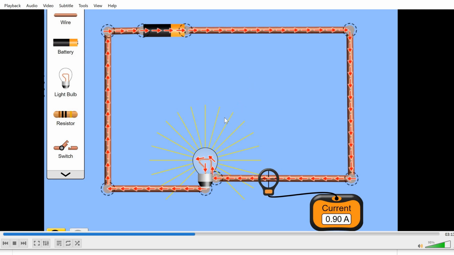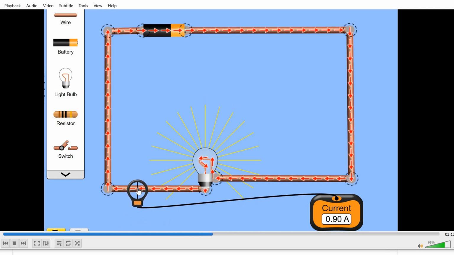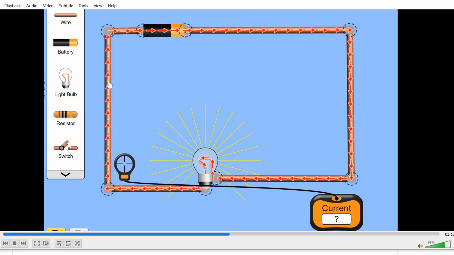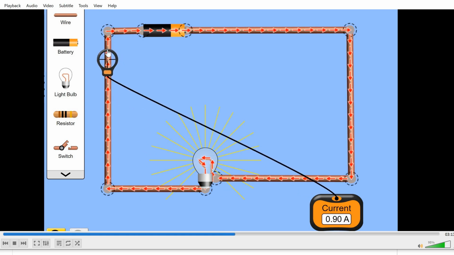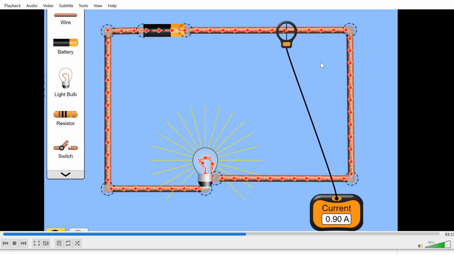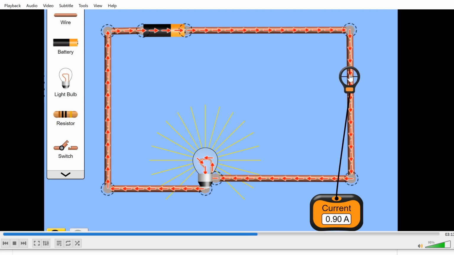In fact, and this is the first rule, you place the ammeter anywhere in the circuit and you get exactly the same reading, 0.90 amps here, the same up here, the same within the battery, and the same over here. So current in a series circuit remains the same. Remember, current is the flow of negatively charged electrons. They're not used up, they just flow around the circuit.